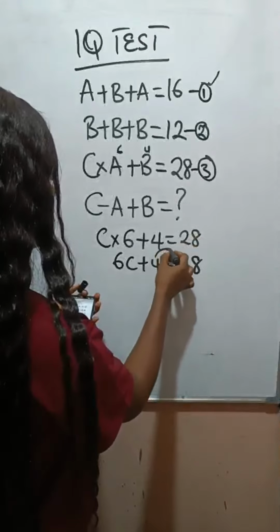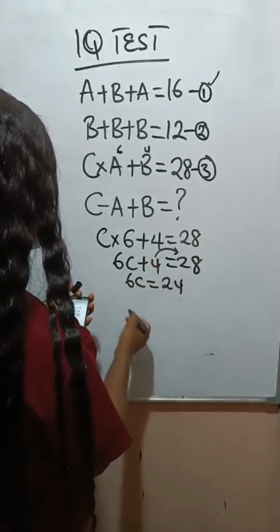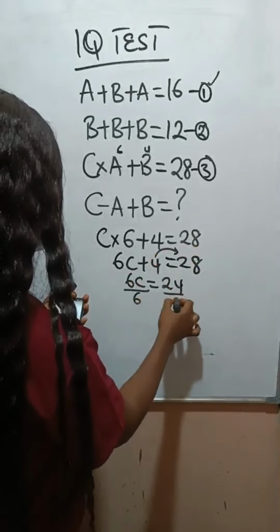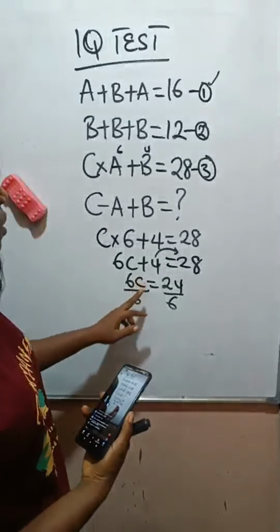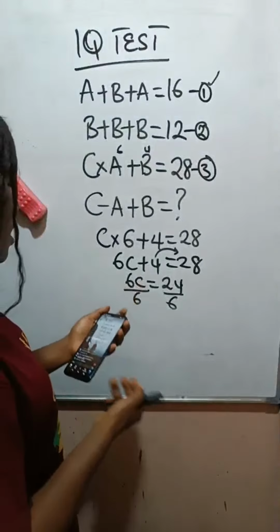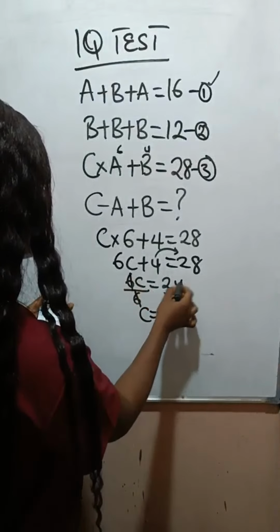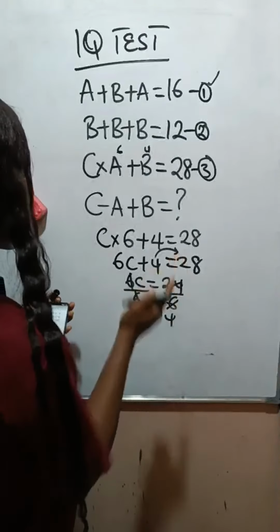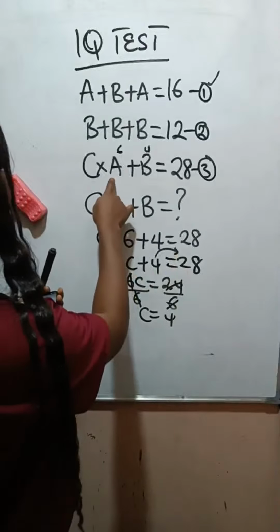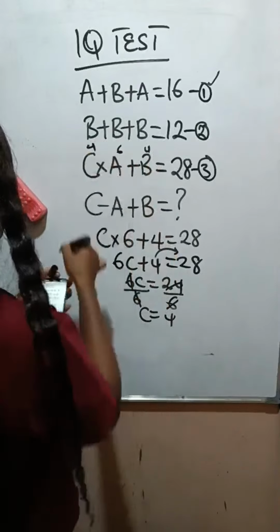So this 4 can now cross to give us 6C is equal to 24. So we divide both sides by 6. All right, because we are looking for C, we divide both sides by 6. And when we do that, we will have C is equal to what? 4. Because 6 times 4 is 24. So now we have A is 6, B is 4, and C is 4 as well.